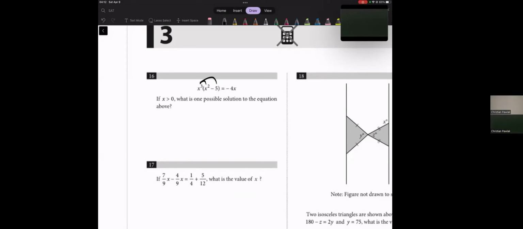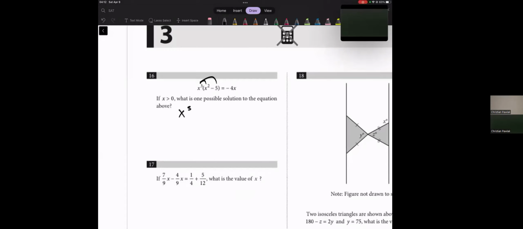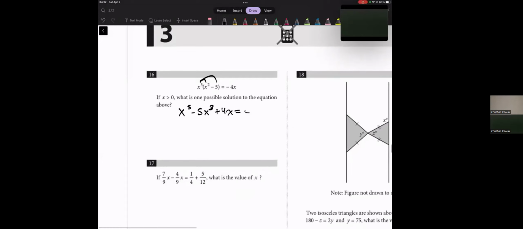And now the rule to remember with this one is when you multiply x's, you add up the exponents. So x cubed times x squared is x to the 5th minus 5x cubed. And then I'm going to add the 4x over to get everything to one side.